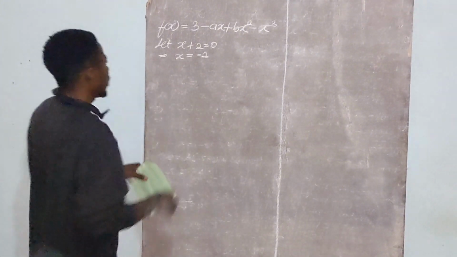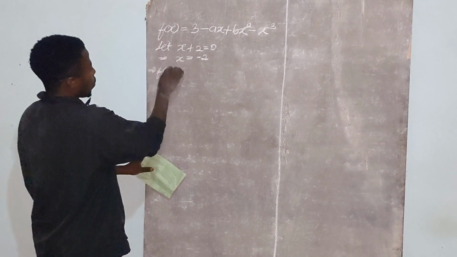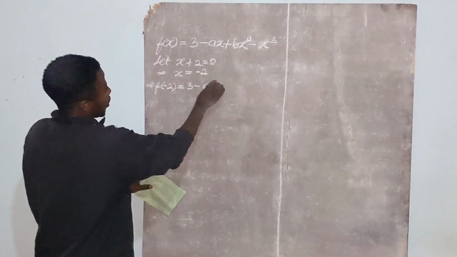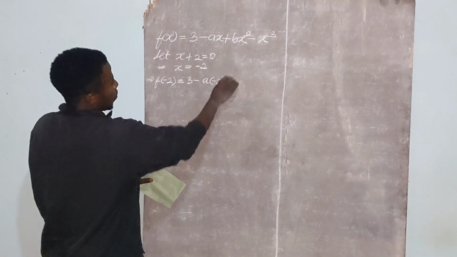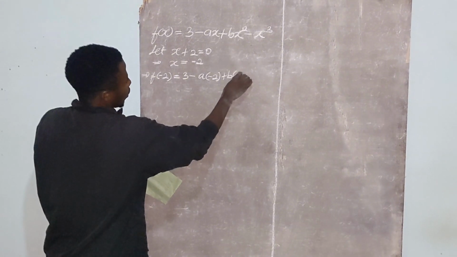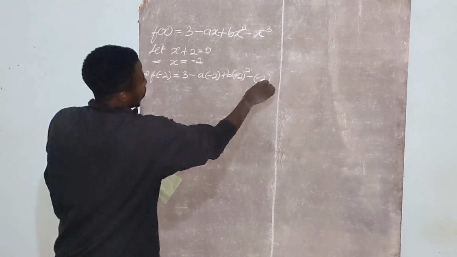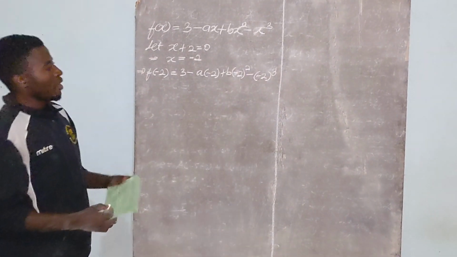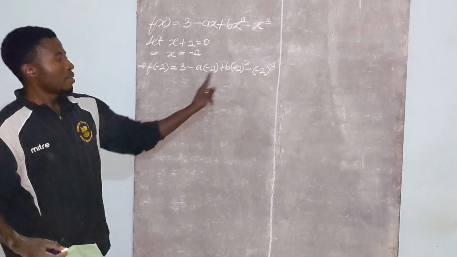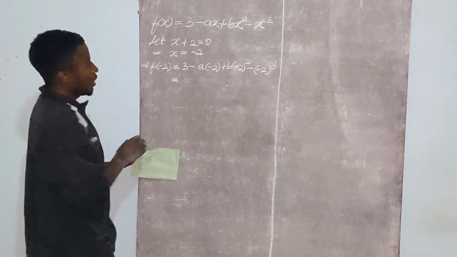This implies that f of minus 2 will be equal to 3 minus a into minus 2 plus b into minus 2 all squared minus minus 2 all cubed. So everything here, when I have this value, I will equate it to what? 45, which is the remainder. So let's simplify this first.